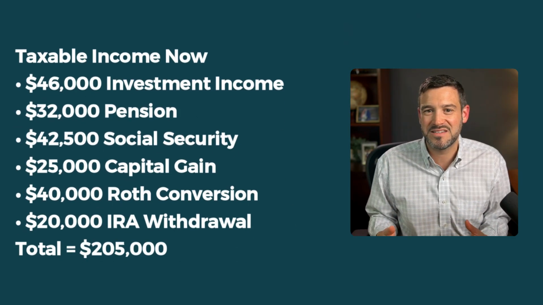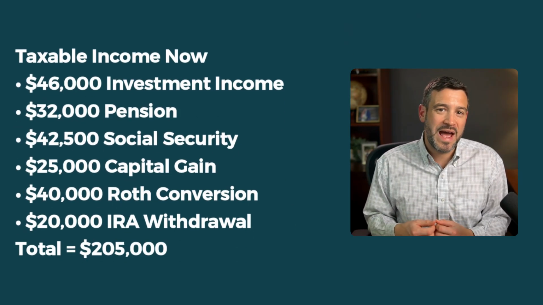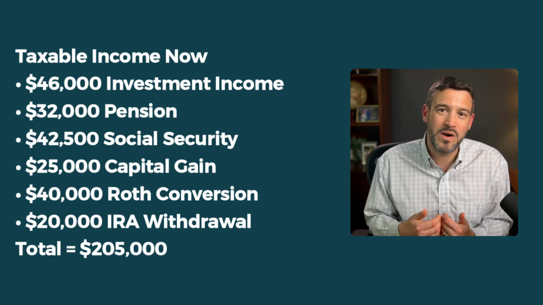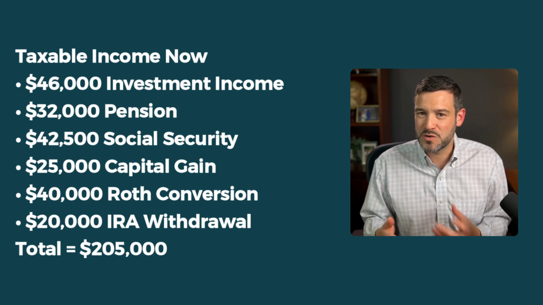So what could you do to offset this new source of income that you have? Now you have $42,000 worth of taxable Social Security income. What changes could you make? Remember, we were stacking everything on top of each other. We had $25,000 a year of gains. We had a Roth conversion at $40,000 a year. And we were also pulling out $20,000 out of our IRA just for spending.